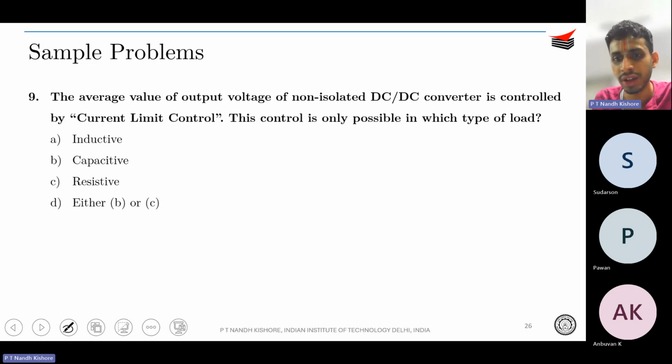Yeah, Anbhuvan, I think you wanted to tell something. Hello? Yeah. Sorry, step up and step down can be called as voltage, sir, in DC-DC converter. Yeah, of course.